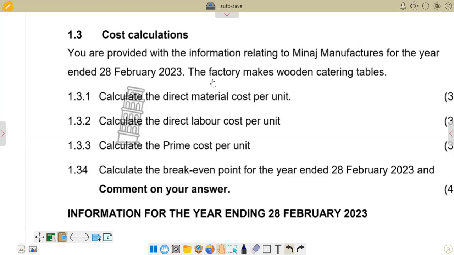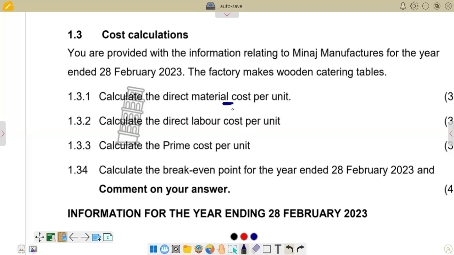In this video, I want to look at the topic of cost calculations, and we're going to look at question 1.3 of the question paper. The question reads: provided with the information relating to Energy Manufacturers for the year ending 2023. Then the first part, question 1.3.1, reads: calculate the direct material cost per unit.